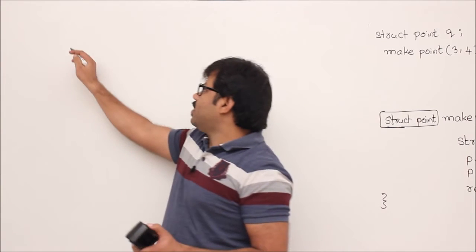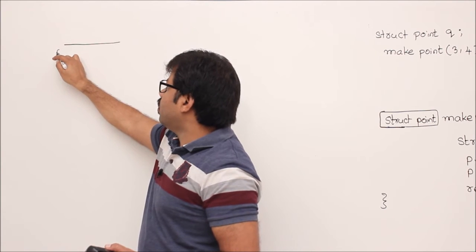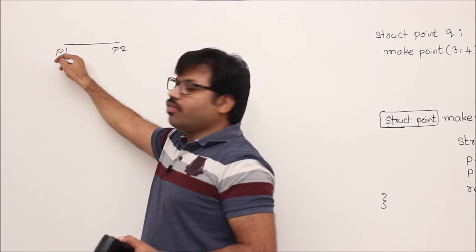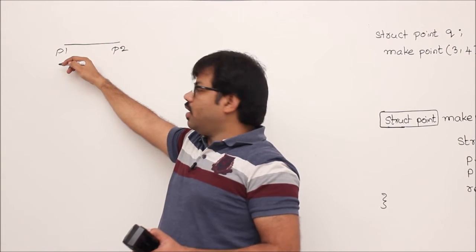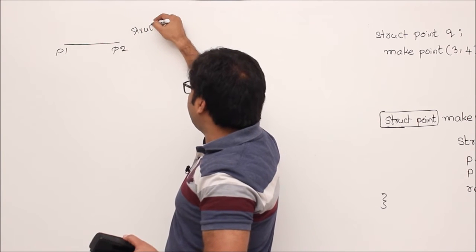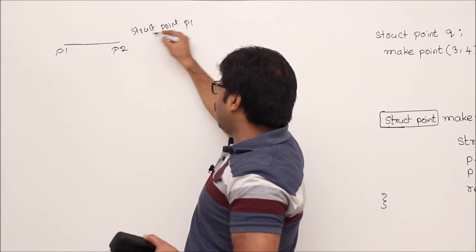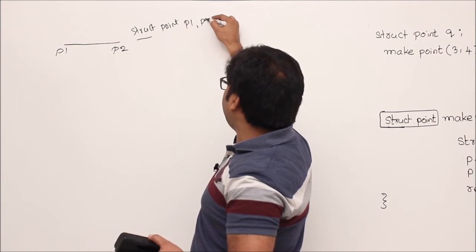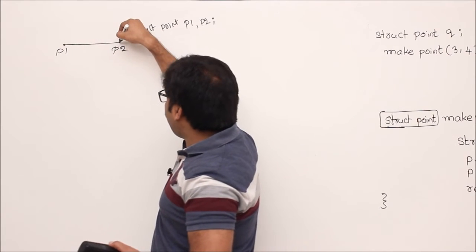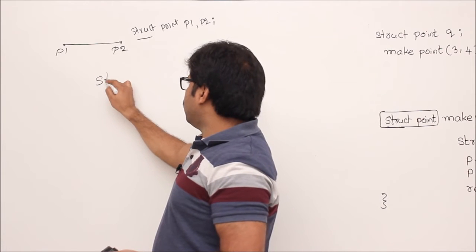Okay. Now for example, I have a line with 2 points. Point 1 p1, point 2 p2. Now we know what p1 is. It is a struct point. So the data type of p1 is struct point. Similarly p2's data type is also struct point. Let me write it like this: struct point p1, p2. Now I want to have a line. How to declare a line? For that, the syntax is struct line.